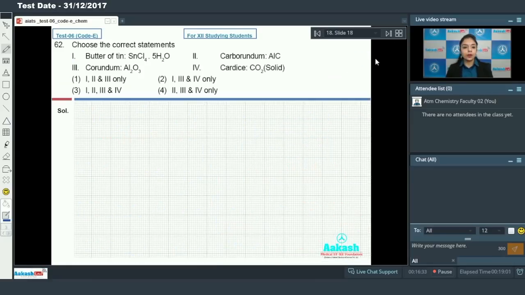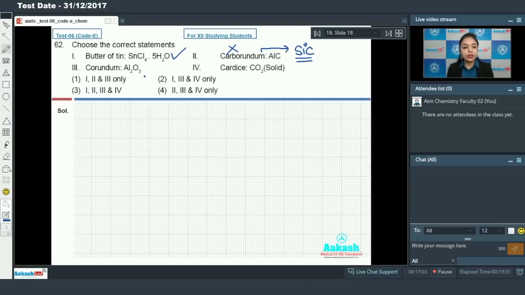Moving on to the next one, we have question number 62, which says choose the correct statement. This is all fact based. In the first one we have butter of tin. The formula for butter of tin is SnCl4.5H2O. So this is absolutely correct. In the second statement we have carborundum. Carborundum is silicon carbide, that is SiC, not aluminium carbide. So this is the wrong option.